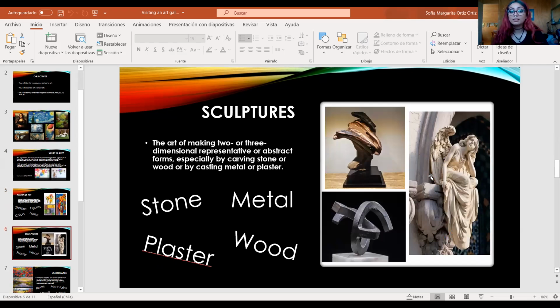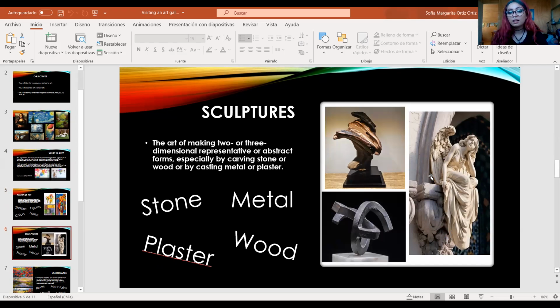The second one is sculptures. It is the art of making two or three-dimensional representative or abstract forms, especially by carving stone or wood or by casting metal or plaster. So sculptures can be abstract too.